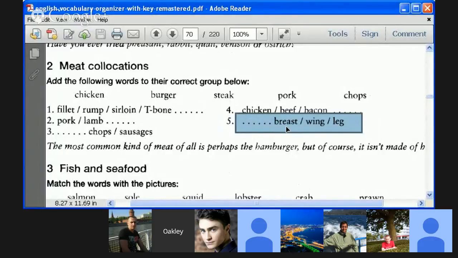I think chicken only. Chicken only, absolutely. Chicken breast, chicken wing, chicken leg, absolutely. How about you? What's your favorite part of the chicken, Hussein? Maybe breast, maybe leg as a woman.